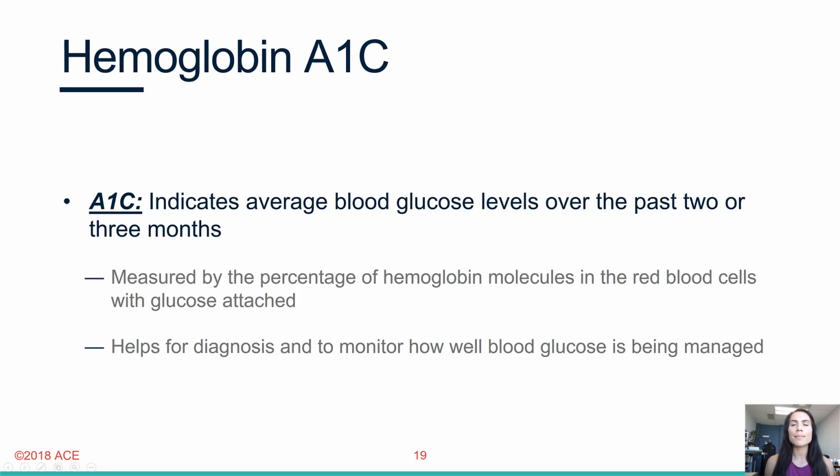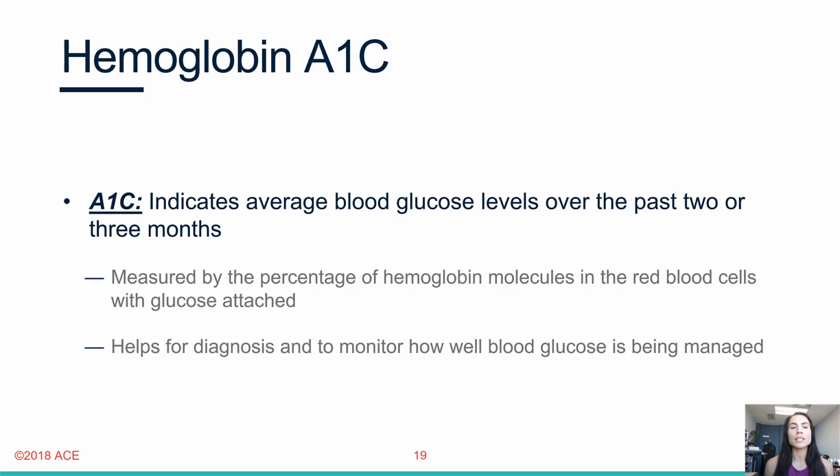Okay, so in this part of the lecture, I'm going to introduce you to some terminology that is commonly used when you're discussing clients who have diabetes. You might have heard some of this before. Hemoglobin A1C, typically referred to as A1C, indicates the average blood glucose levels over the past 2 or 3 months.